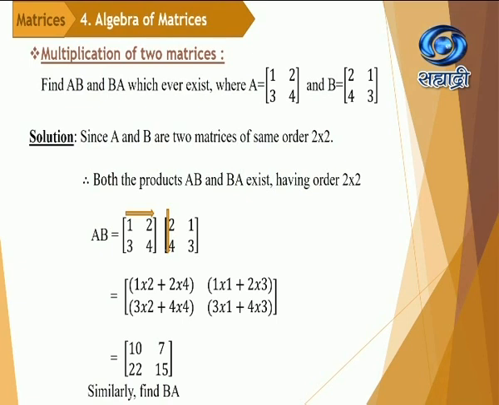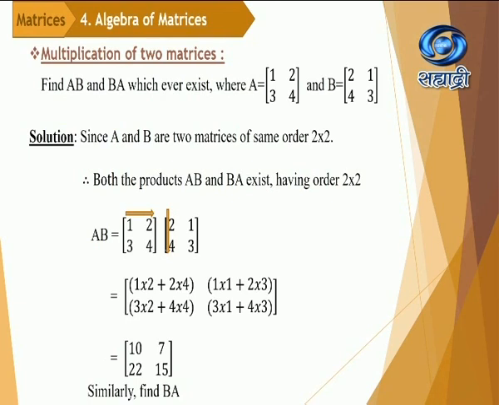To find the matrix multiplication AB and BA, whichever exists, where A is of order 2 cross 2 and B is again 2 cross 2. Since A and B are two matrices of the same order 2 cross 2, both the products AB and BA exist while finding the matrix multiplication. So for the AB product, write down A and B one more time.